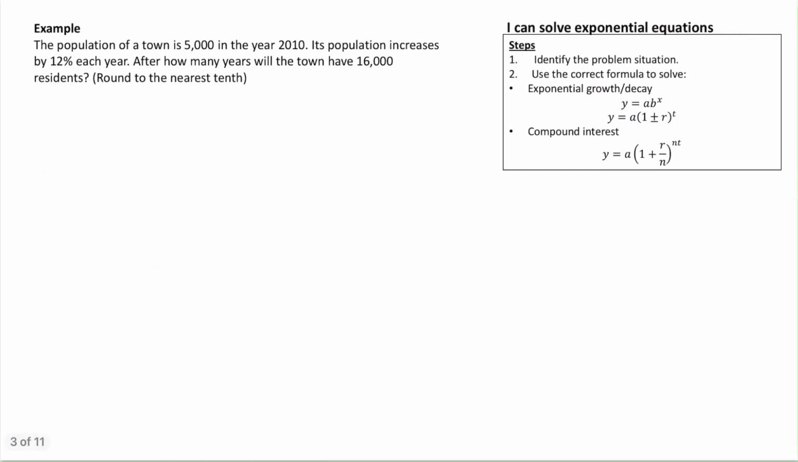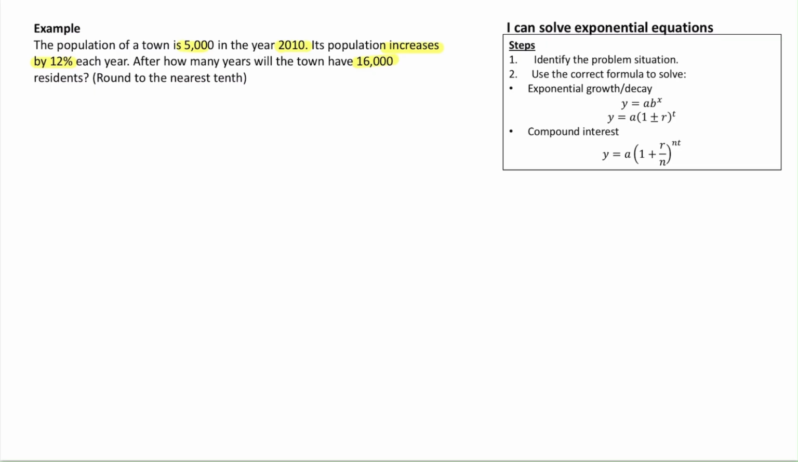So let's start off with this example. It says the population of a town is 5,000 in the year 2010. Its population increases by 12% each year. After how many years will the town have 16,000 residents? Let's look at the important information here. So we have a town that starts with 5,000 people in 2010, and then it increases by 12% each year. And we want to know after how many years will the town have 16,000 residents.